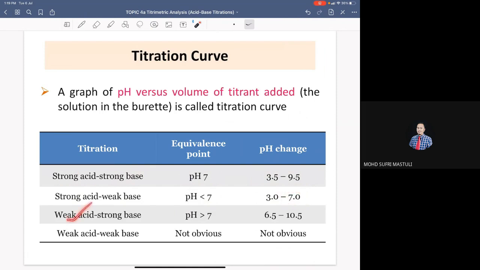So, weak acid, strong base. We can predict the equivalence point: because of the strong base, the pH should be more than 7. So the pH change is from the weak acid, which should be near neutral at about 6.5, to the strong base at more than 10. Okay, so for weak acid, weak base, it is not obvious. We cannot easily detect the equivalence point, and the pH change is also not obvious.